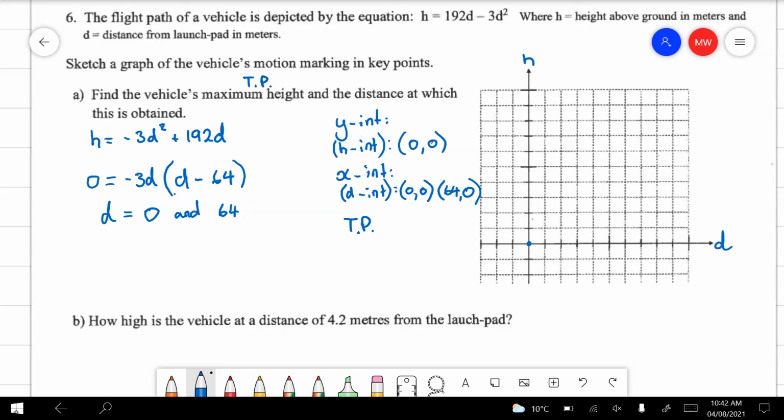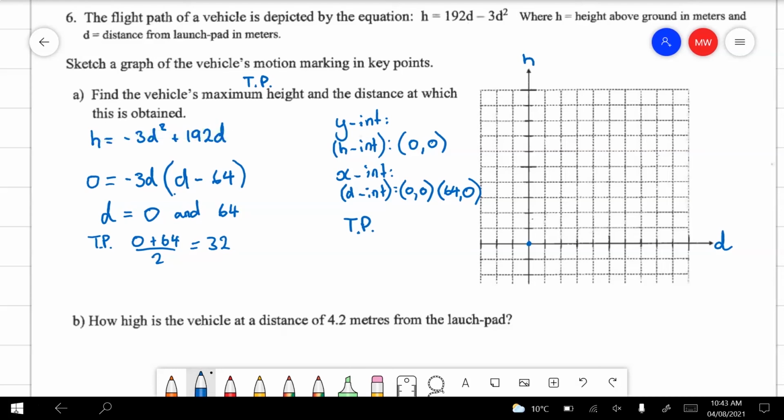Next, we need to find our turning point. So we do that the same way. One of the ways that we can do that is we can find halfway between 0 and 64. So that means that our turning point, our distance value, is going to be 0 plus 64 divided by 2, which gives us a value of 32. And I can find out what my height would be of my turning point by substituting 32 in place of d in our original equation. So we'll go back and pick that up from here.